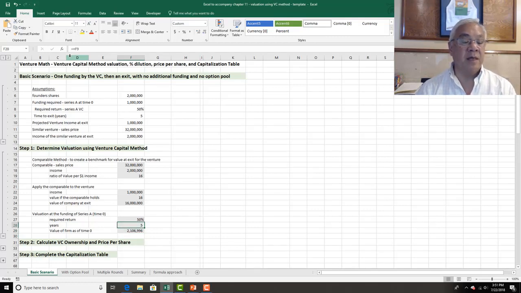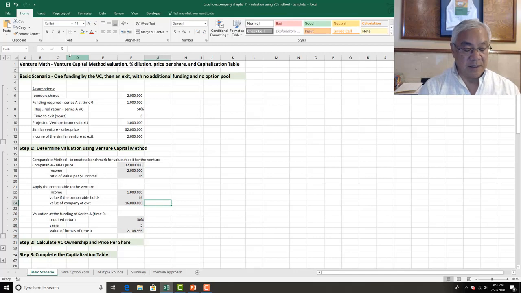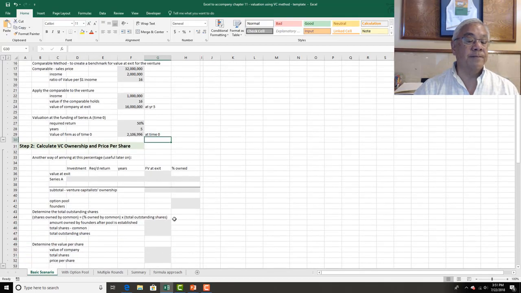So that's the first step. The company as a whole is worth $16 million at year 5, and that corresponds to a valuation of $2.1 million at time 0. All right, next step is step 2. Let's look at the VC ownership. First of all, let's put in here the investment that they put in. They put out of their pocket $1 million.